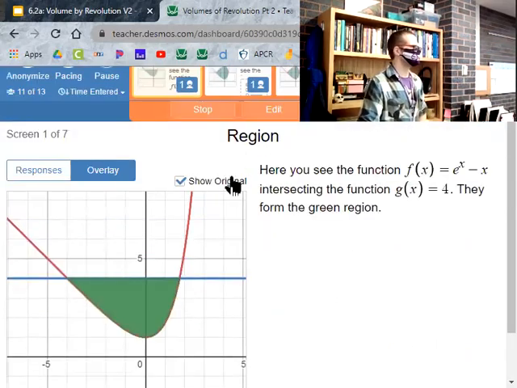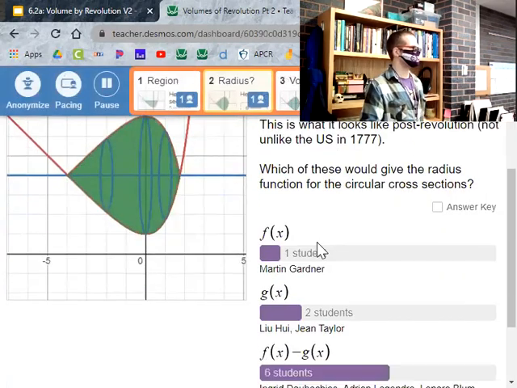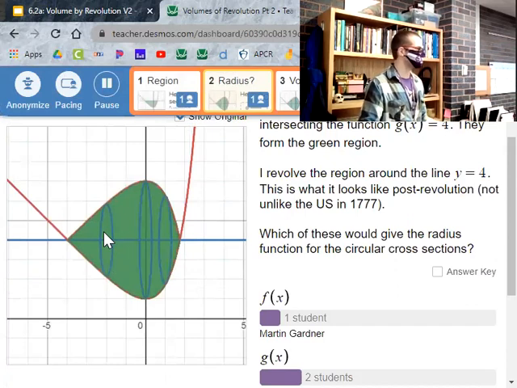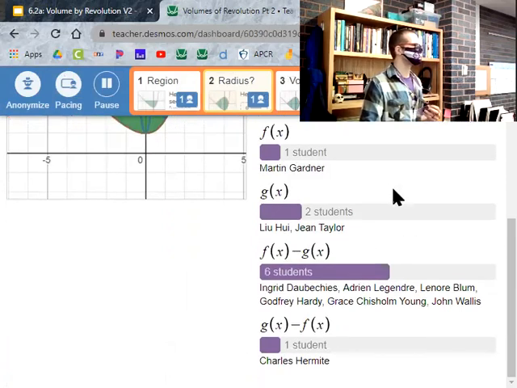That's why. So this is the region that we're rotating around y equals 4. Okay, this is the region. So it goes around like this. The question presented to you is, what's the radius of each of these cross sections, which are circles? So we have some guesses going in.